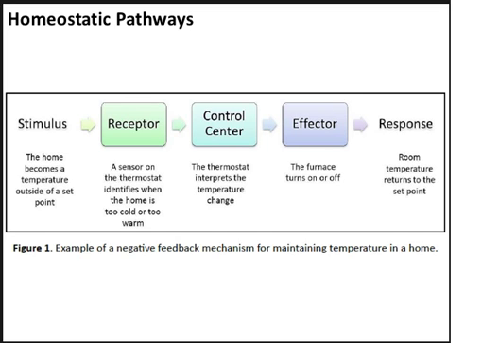The thermostat interprets the change and sends information to the effector, which in this case is the furnace, to either turn on or turn off in order to adjust the temperature back towards normal. The room temperature then returns to the set point until the temperature deviates again and the whole cycle repeats.